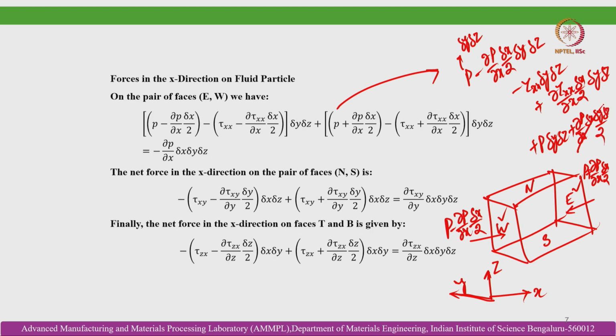So these two terms get cancelled readily, minus τxx δy δz minus ∂τxx/∂x δx δy δz by 2. Here we can see this term gets cancelled with this term. So then what is the resultant expression? Then we are getting, minus ∂P/∂x plus ∂τxx/∂x.